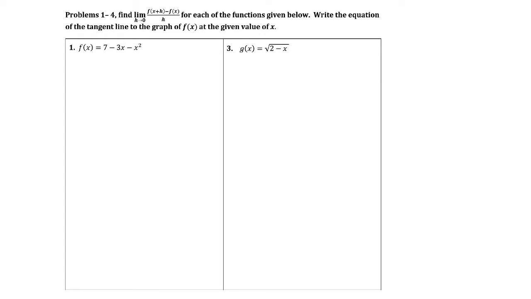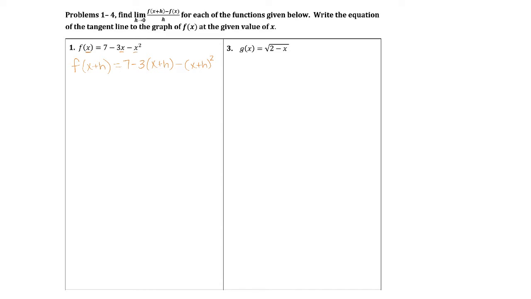All right, so the first thing I would do before I went through a lot of this, I would do a little part at a time. In other words, I would do f of x plus h, and I would see what that looks like first. That means everywhere I see an x in this function, here and here, I'm going to substitute in x plus h. So I'm going to have 7 minus 3 times x plus h minus x plus h all squared.